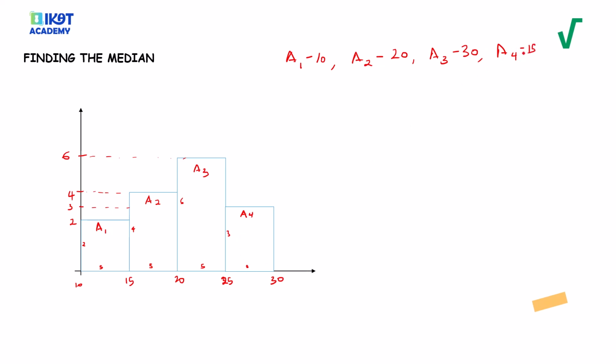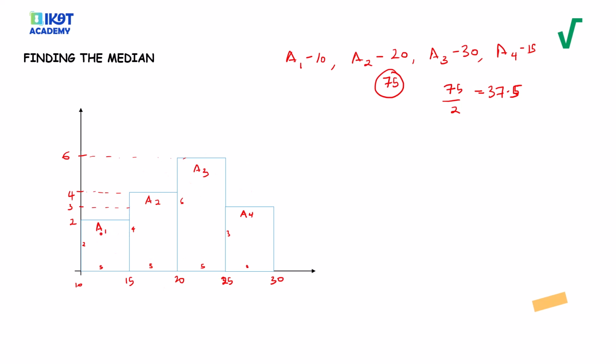Now after getting the areas, you sum all of them. So we say 10 plus 20 plus 30 plus 15. We get 75. It's the sum of the areas. Now, the sum you get, you divide it by 2. So we say 75 divided by 2. What do we get? We get 37.5. Now, we are supposed to find where 37.5 lies in these areas.